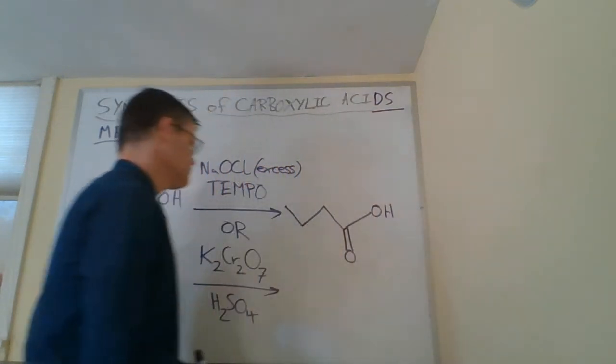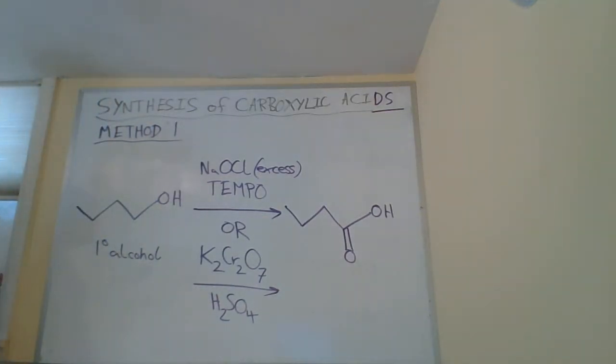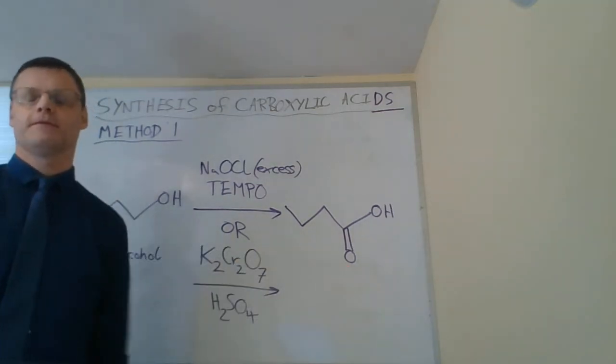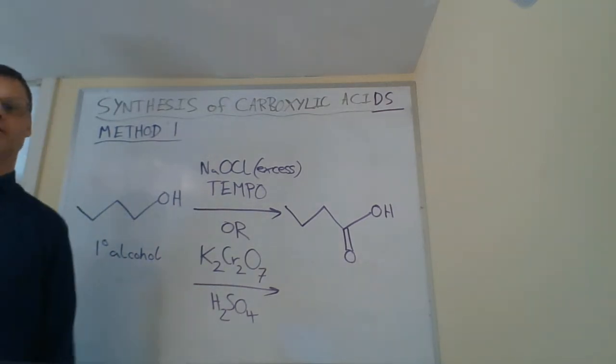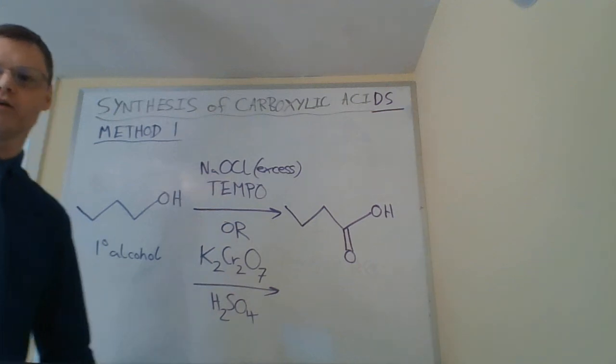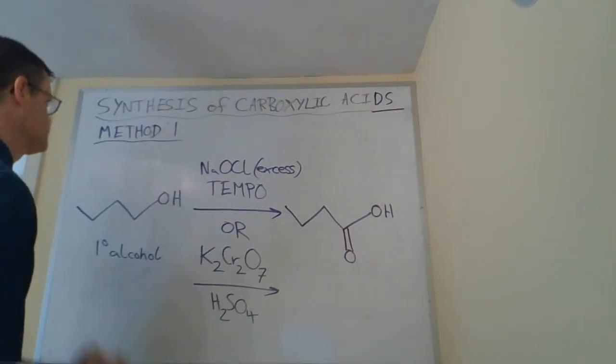Note here that we aren't adding or taking away carbons. We're simply doing a functional group conversion, going from an alcohol to a carboxylic acid. We're changing the oxidation state at that carbon. So that's the first method we can use to make carboxylic acids.